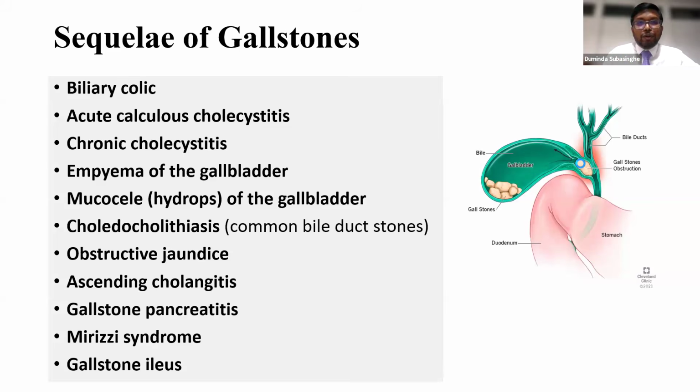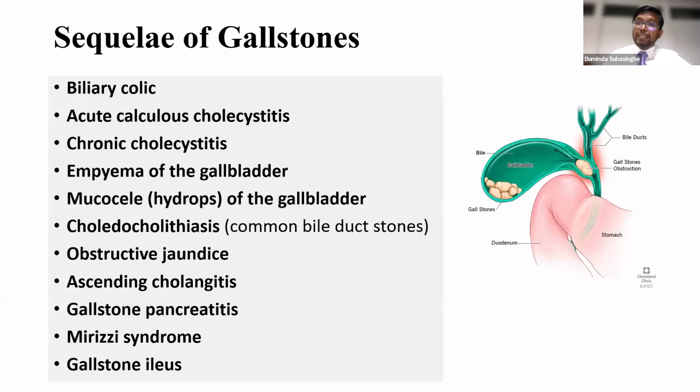Then, if your stones migrate in the normal pathway down your common bile duct, you can get a common bile duct stone, which is called choledocholithiasis. These terms you need to know, which can cause jaundice. If you get an infection, you can get cholangitis due to that. If this gallstone irritates the ampulla and the pancreatic duct, you can get acute pancreatitis, which we call acute biliary pancreatitis or gallstone pancreatitis. And that is another thing.